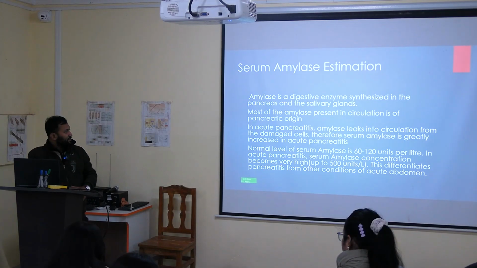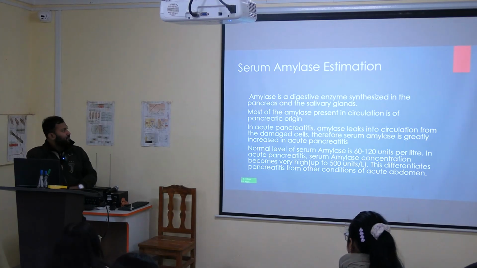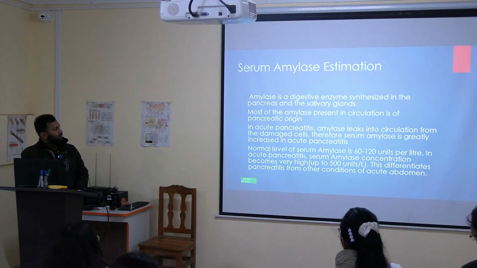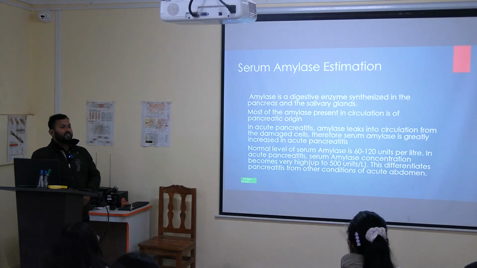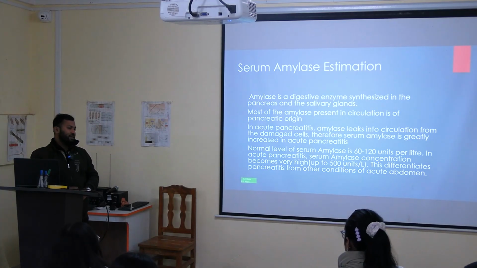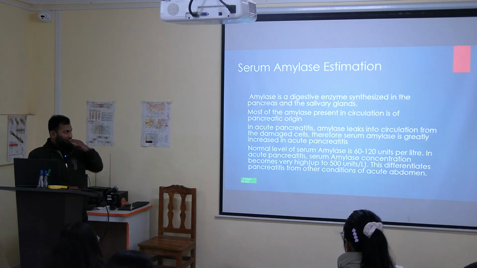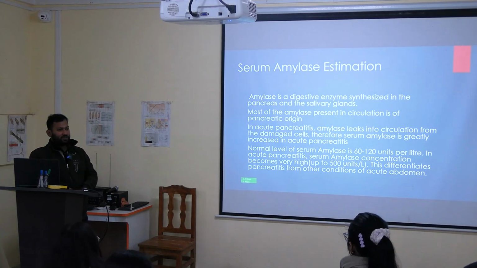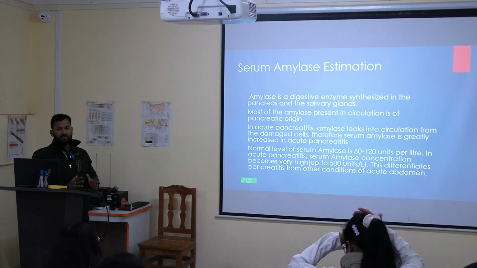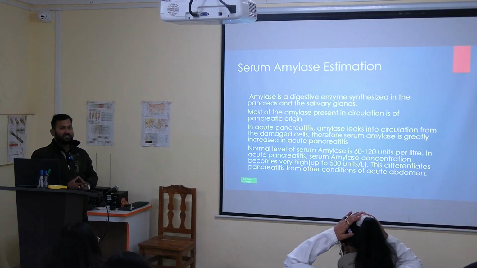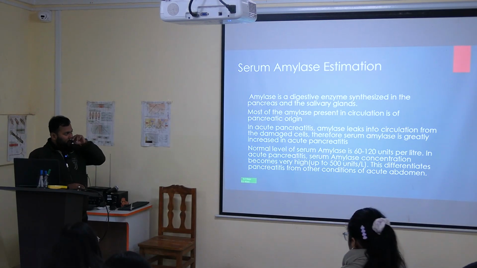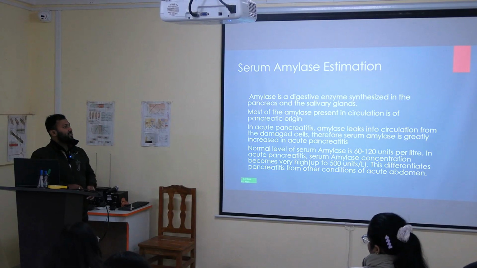Then serum amylase estimation. What is amylase? Amylase is a digestive enzyme synthesized in the pancreas and in the salivary glands. There are two types of amylase, salivary amylase and pancreatic amylase. Most of the amylase present in circulation is of pancreatic origin. Obviously the pancreas is bigger, so it produces more amylase than the salivary glands. In acute pancreatitis, amylase leaks into circulation from the damaged cells. Therefore, serum amylase is greatly increased in acute pancreatitis.